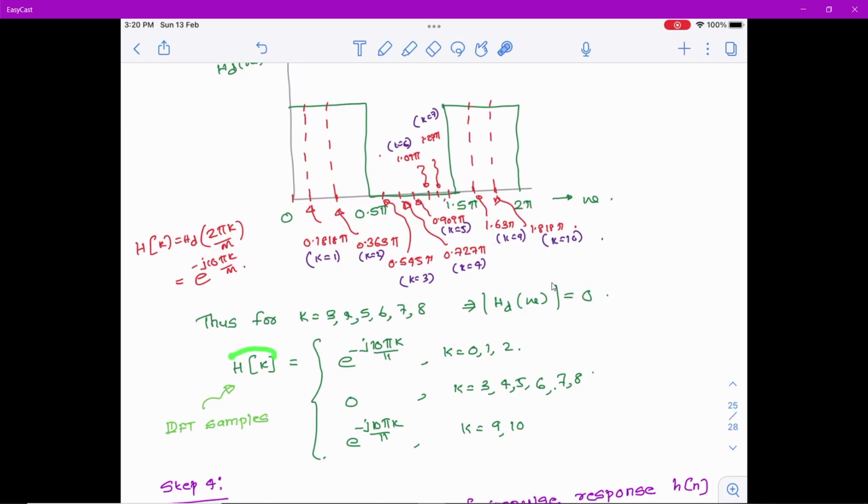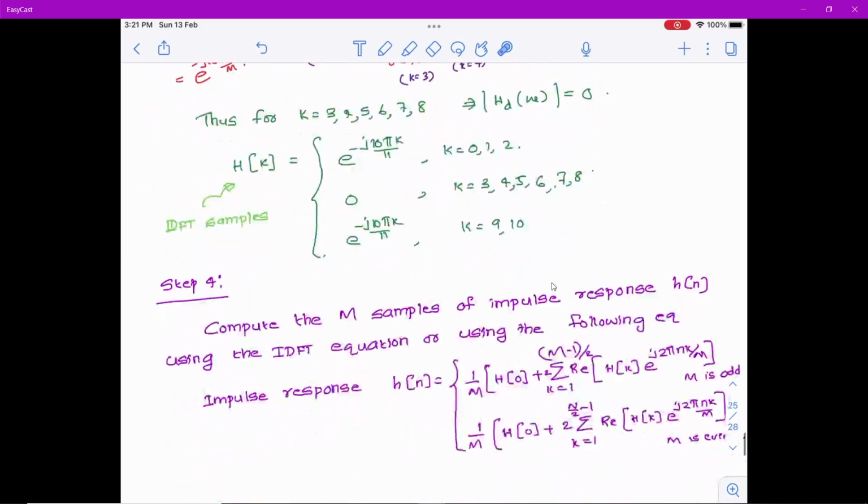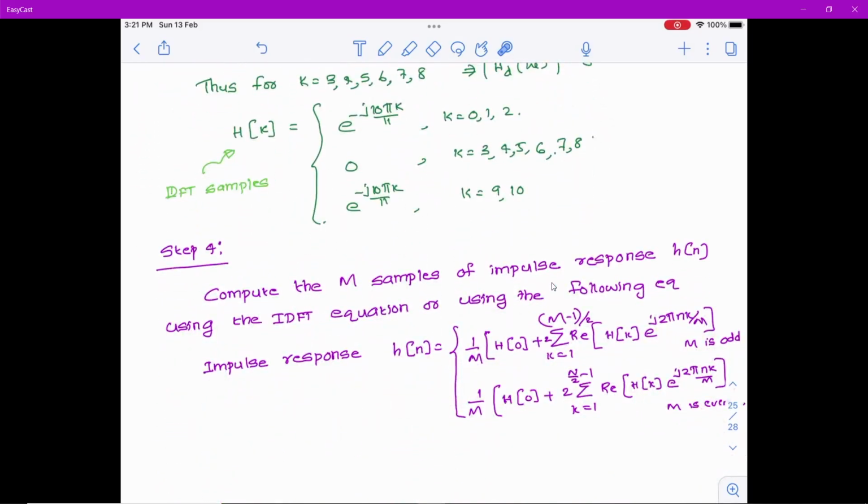So now whatever you got is actually the DFT samples. You have sampled the frequency, continuous time frequency, to some discrete values, and you have found out for which values of k you have a magnitude value. That is what we did in step 3. In step 4, the only thing you want to do is to compute the impulse response h of n. Now we have the DFT samples h of k, and from that we need to find h of n.